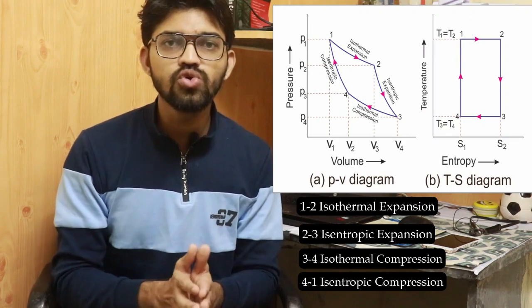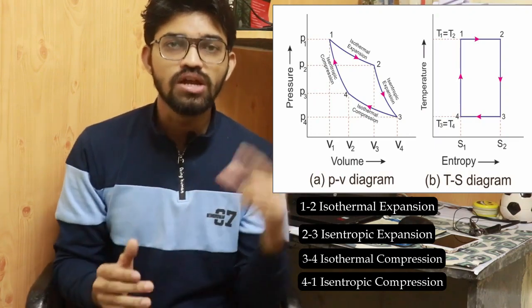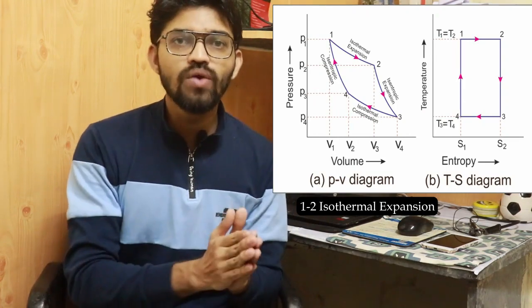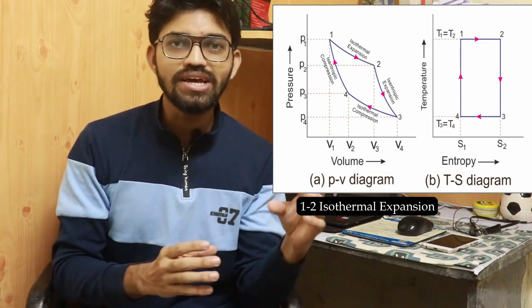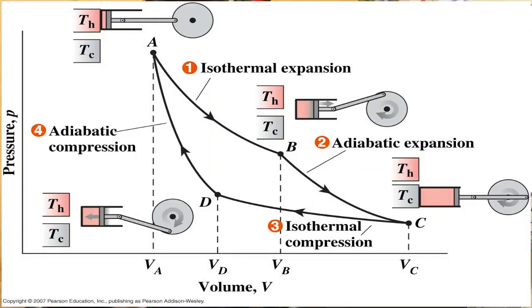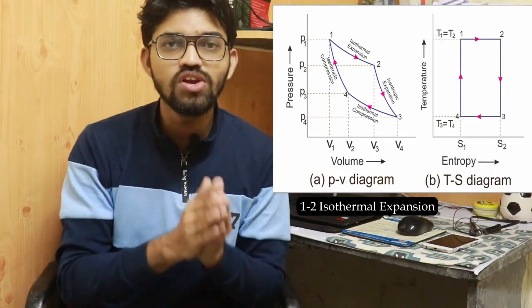So guys, the process 1 to 2 is the isothermal expansion. Isothermal means the temperature is constant, and the expansion will occur. It means the hot body comes in contact with the bottom of the engine cylinder. The heat flows from the hot body to the engine cylinder, and due to that heat the expansion will occur. As the expansion occurs, the pressure will reduce and the volume will increase. When the piston moves due to that heat, the expansion is the isothermal type of expansion. It means the temperature will be constant.